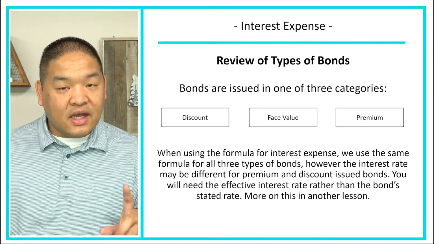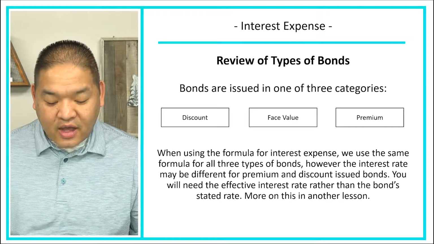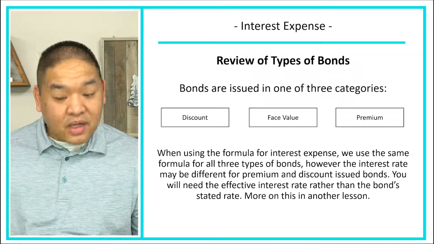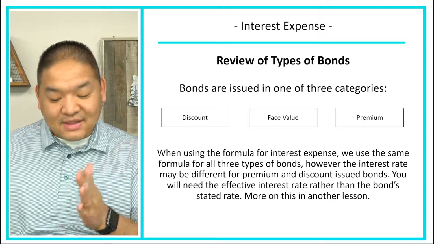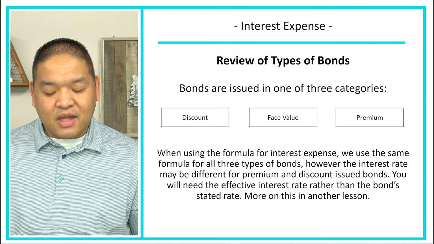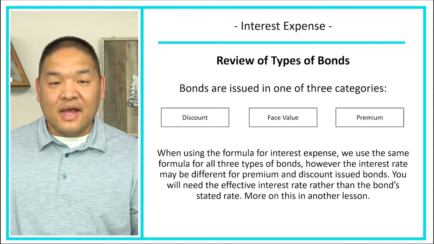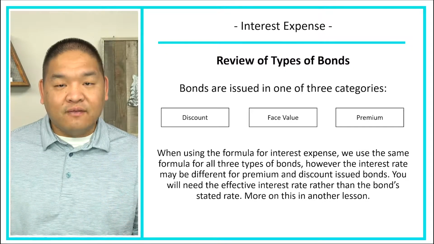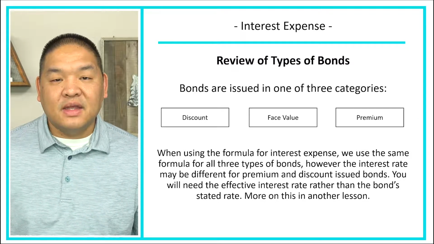Bonds are issued either at a discount, a premium, or at fair value. When you're using the formula for interest expense, we use the same formula for all three bonds. However, the interest rate may be different for bonds issued at a premium or discount. You'll need to use the effective interest method rather than the bond's stated rate, and we'll cover that in a future lesson. It's a little bit different with our discounts and our premiums, but I'll show you that in another video.